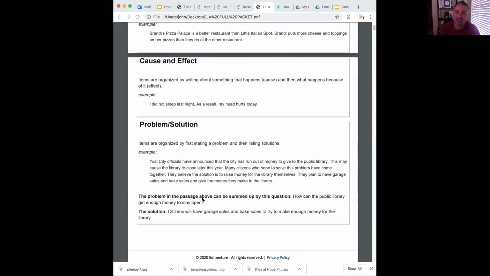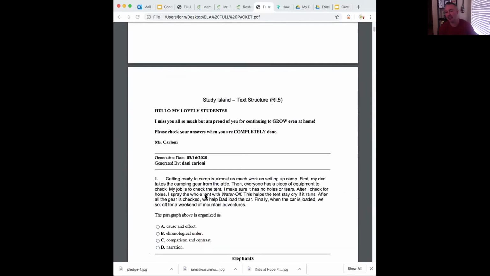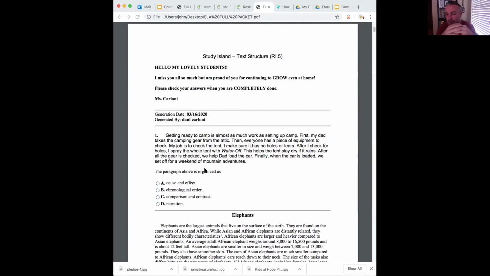Comparison and contrast. Let's look at that. Items are organized by showing how they are alike and different. You may want to first write about all the ways they are similar and then write about the ways they are different. I don't see a lot of evidence of that either. Meaning, there's not two events that are being compared. So that leaves us with narration.